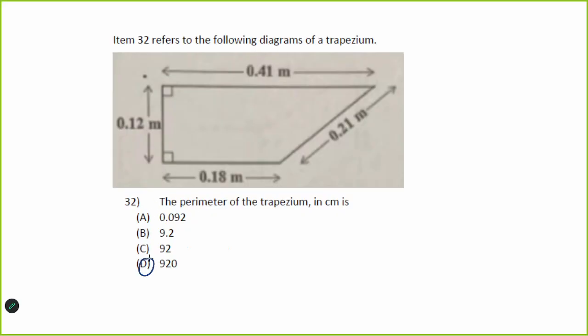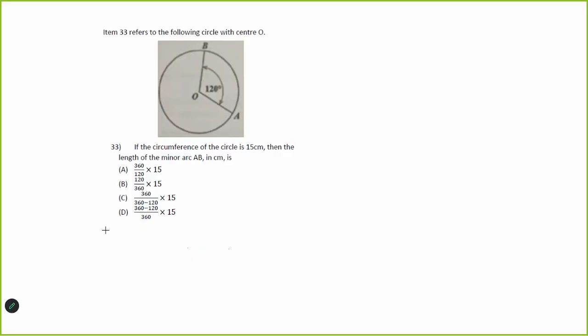This one we did. They want to know, if the circumference of the circle is 15, then the length of the minor arc, as shown here, would be 120 over 360 times 15 over 1. So that would be B.